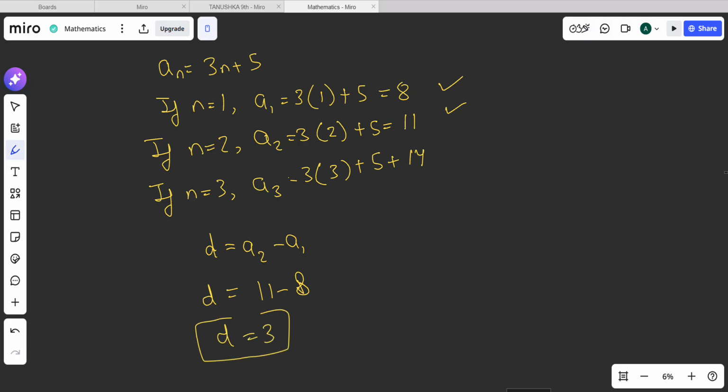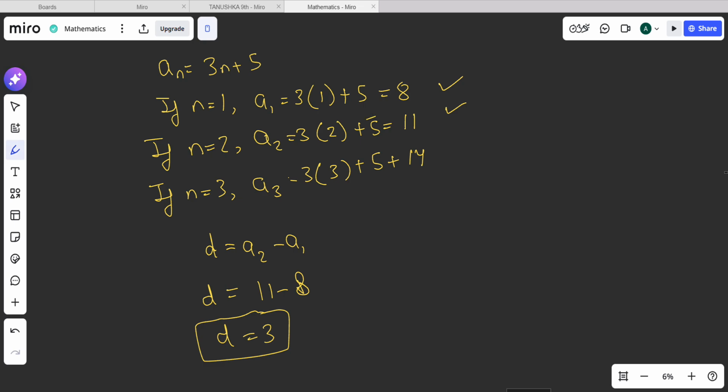So this is how you are working with an to find the terms of an AP and the common difference of an AP. So I was given an and I used an by substituting the values of n as 1, 2 and 3. I got a1, a2 and a3. Using a1 and a2, I can easily find out the common difference d.